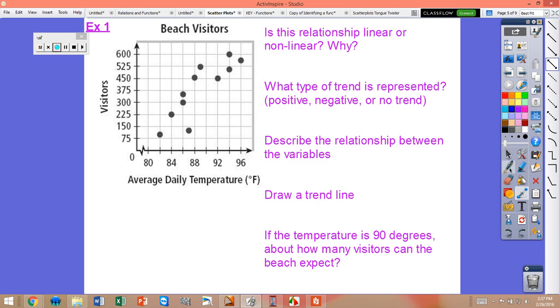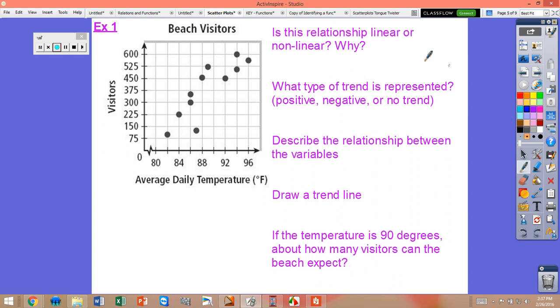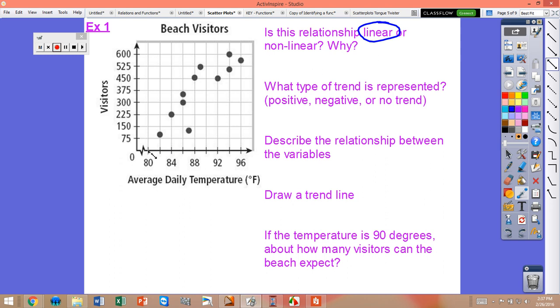Example 1. These are going to be the types of questions that you're going to be asked, okay? So is this relationship linear or nonlinear? This one is going to be linear because if you create a trend line, it's going to be a straight line.